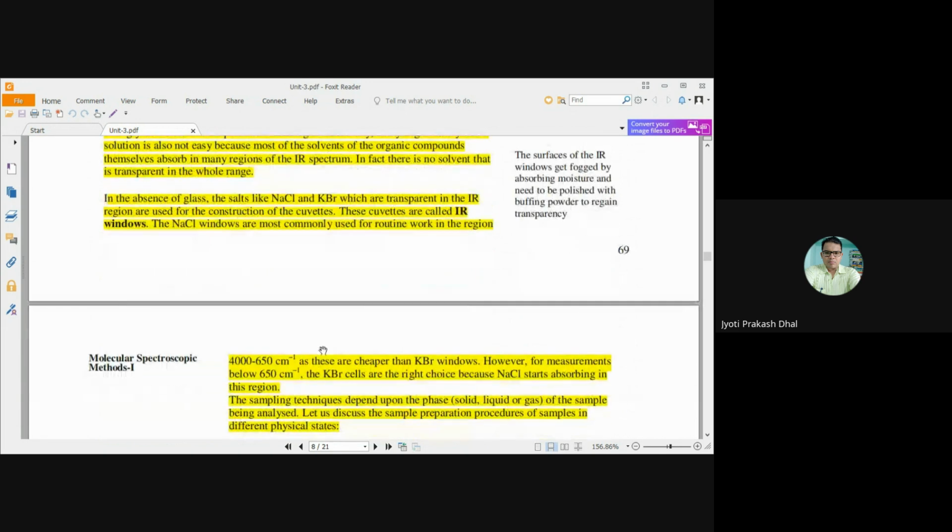So you cannot use glass or quartz cuvettes just like in UV-visible spectroscopy.